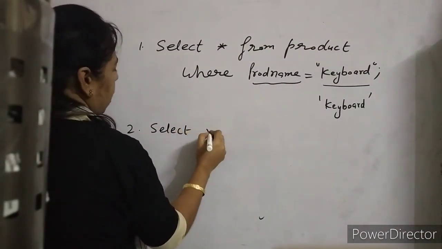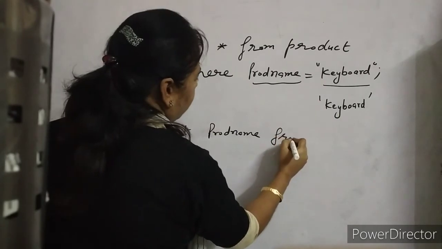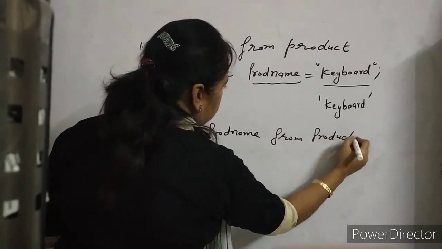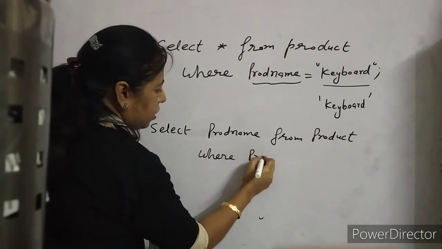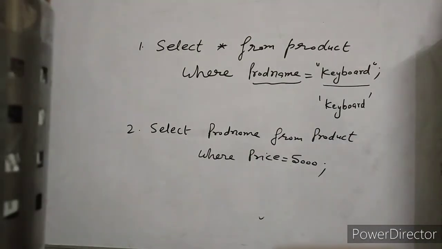Select product name. Now I am not using star here. From product where price equal to 5,000. Check. Select product name from product where price equal to 5,000. What does this mean? Now I want to show only the product name, not asterisk. Asterisk means all the details, all the columns. In the second query I have used select product name from product where price equal to 5,000.